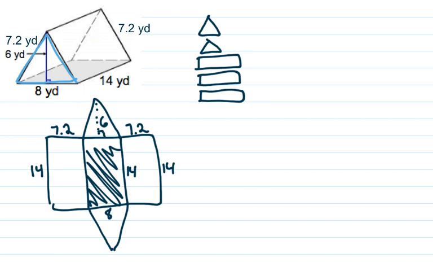The triangles have a right angle here, so you see that the height is 6 and the base is 8. 1/2 times 8 is 4. 4 times 6 is 24. So both triangles have an area of 24.